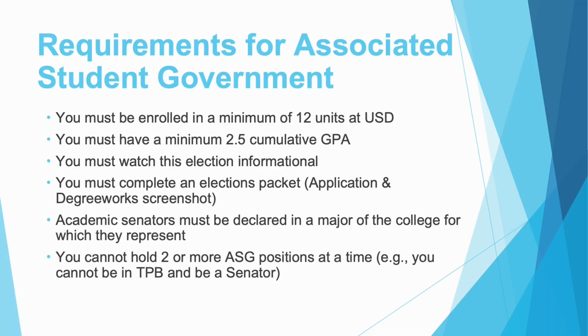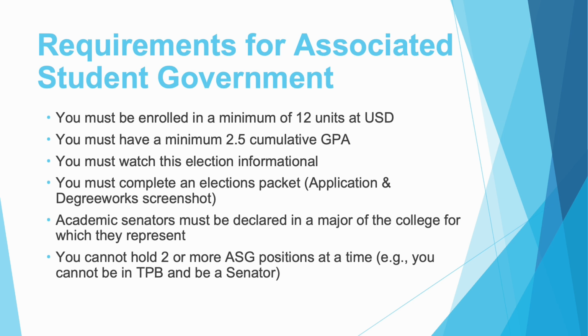Requirements for ASG. So this is essentially what you have to bring to the table in order to join the organization. The first one is that you must be enrolled in a minimum of 12 units at USD unless you are a graduating senior. The second one is that you must have a minimum of 2.5 cumulative GPA. The third one is that you have to watch this election informational before you fill out the application, and I will know if you didn't.